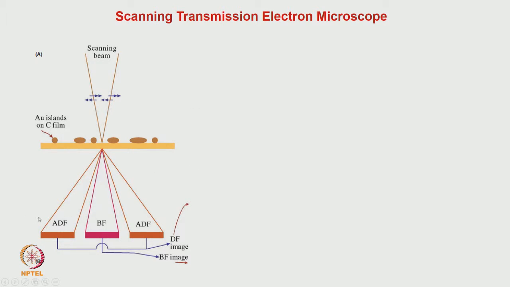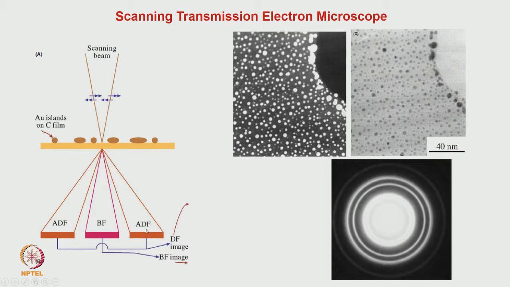And if we collect the diffracted beams coming to this annular detector which is being used, then this will give rise to a dark field image of the sample. Some examples are shown. This is a bright field image of the sample, and this is the dark field image. This is the diffraction pattern which has been obtained.